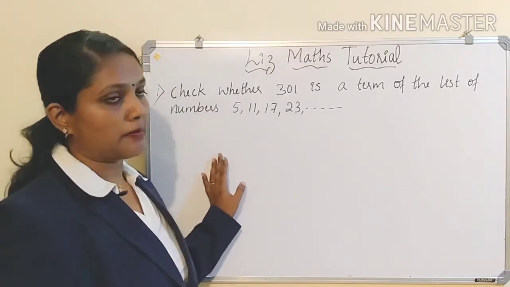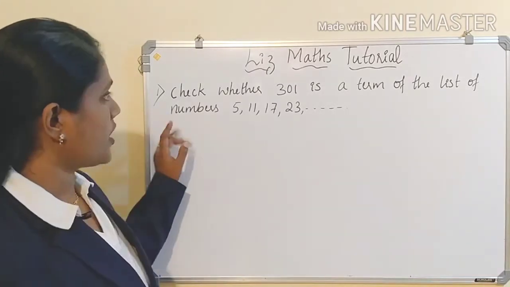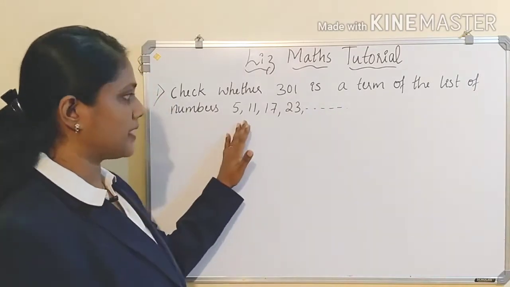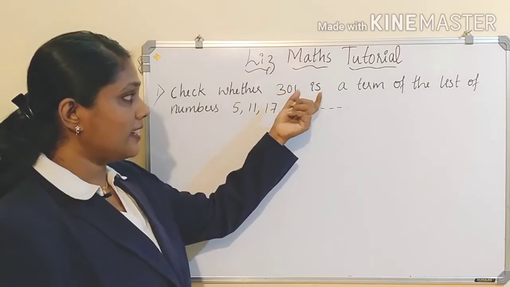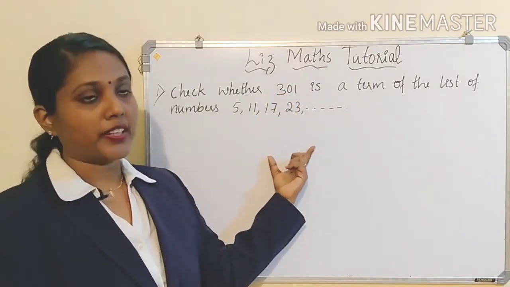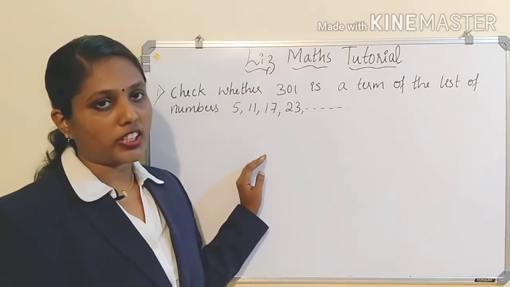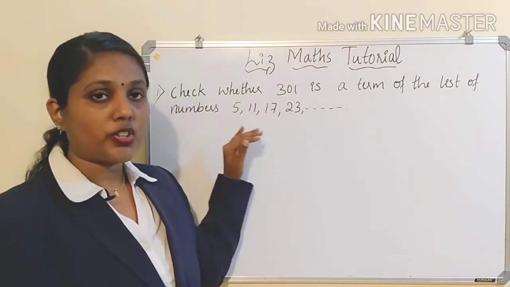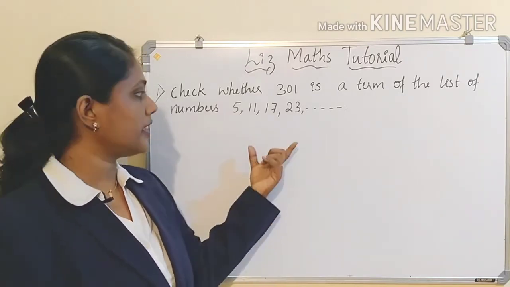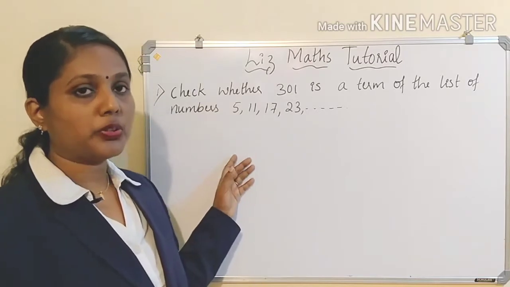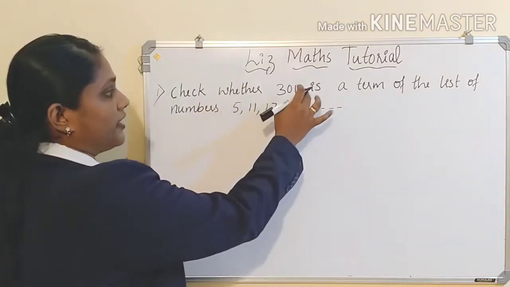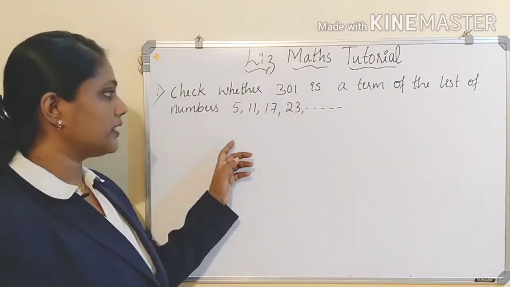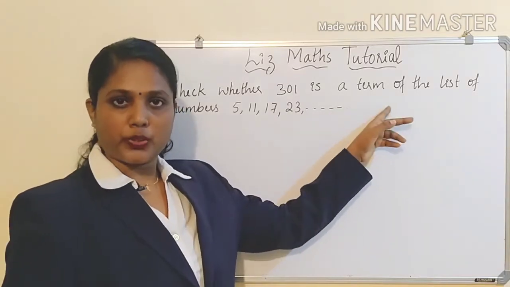Now let us see this example. What does this example say? Check whether 301 is a term of this list of numbers. The list of numbers is given. They have not mentioned whether it is an AP. So first we have to check whether this is an AP. After we come to the conclusion that this is an AP, what do we have to do next? Next we have to check whether this 301 is a term of this list of numbers, whether this 301 will come in between these numbers.